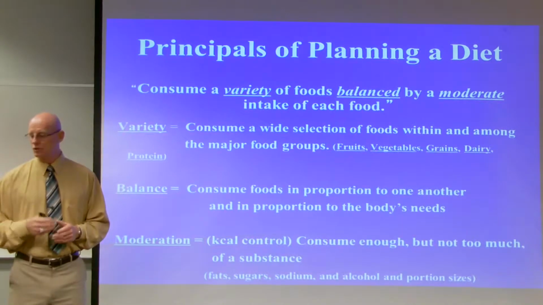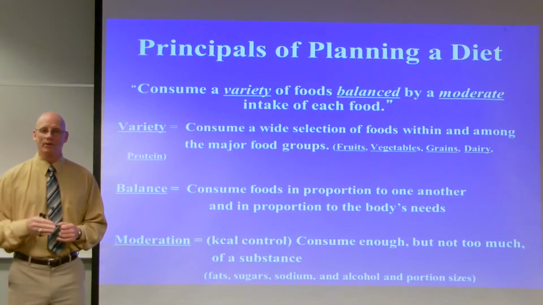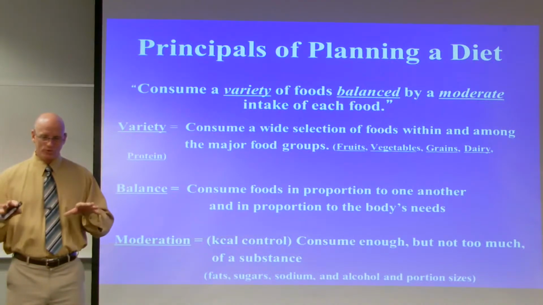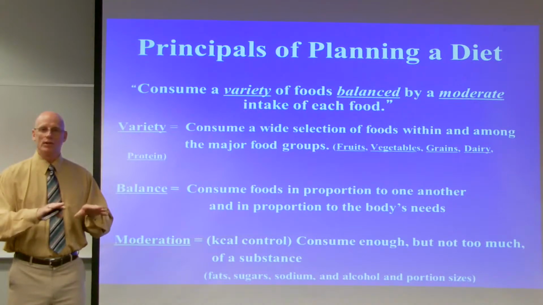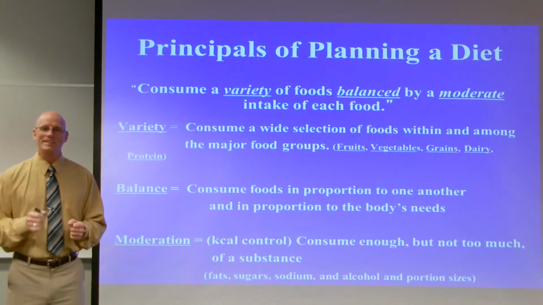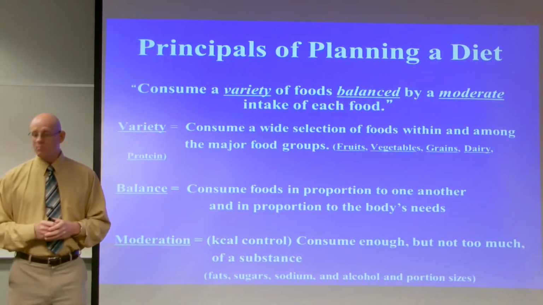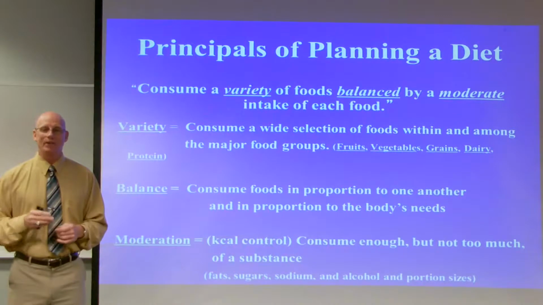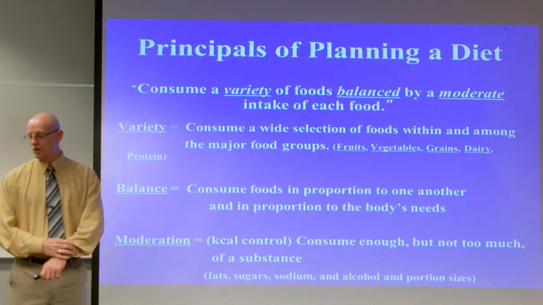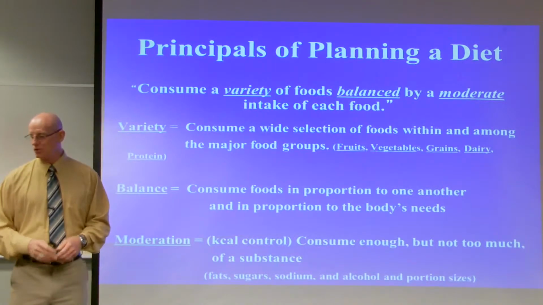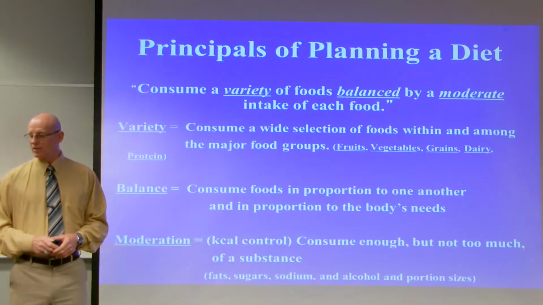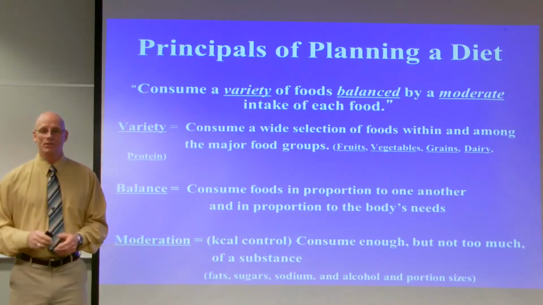So balance means to consume the foods in proportion to one another and to the body's needs. So again, eating a variety of foods, don't eat them out of proportion. Eat them balanced within each other. That way your body will receive the nutrients that it needs. Moderation is basically just calorie control. It's controlling your portion sizes in foods that contain fats, sugars, sodium, alcohol, and again, control the portion sizes. Consume enough of these, but not too much of these substances.